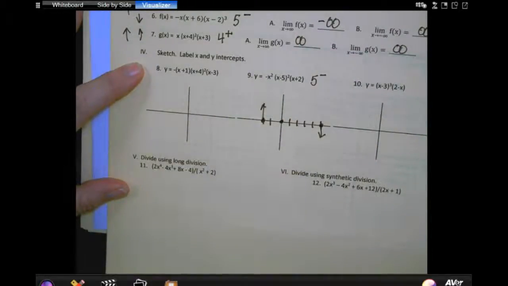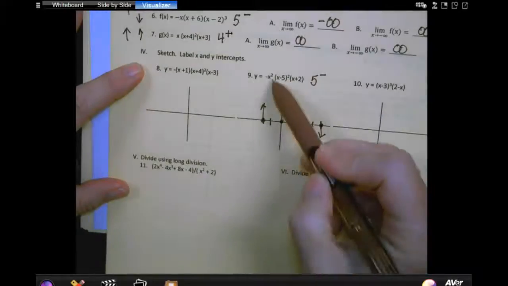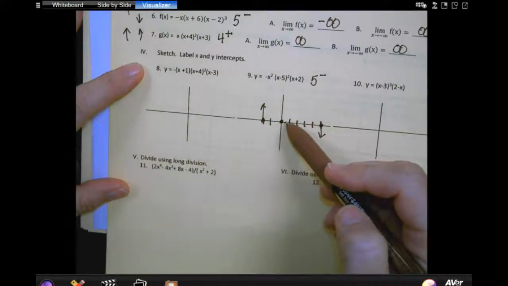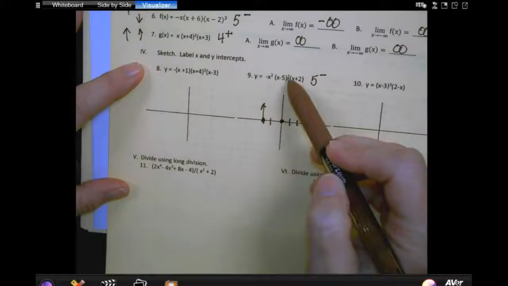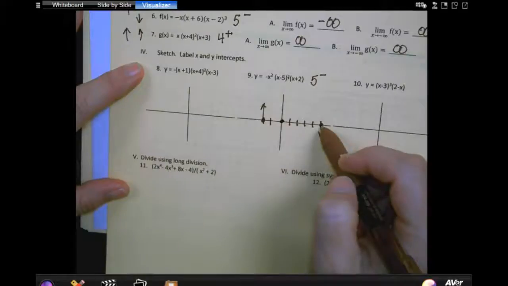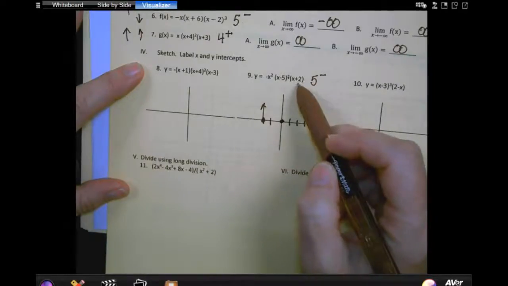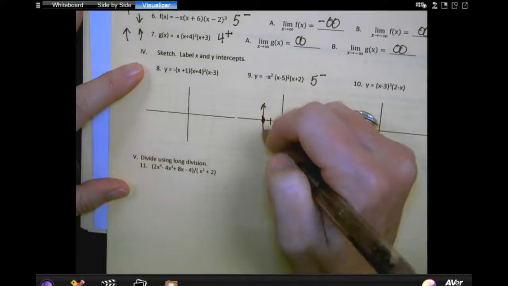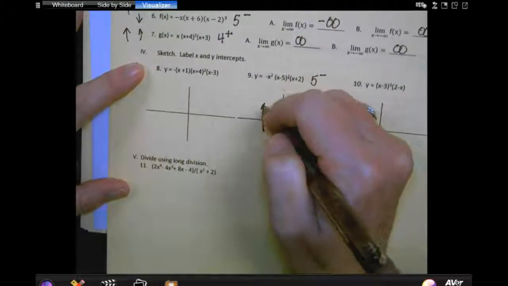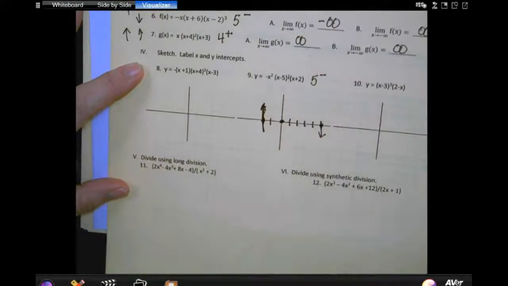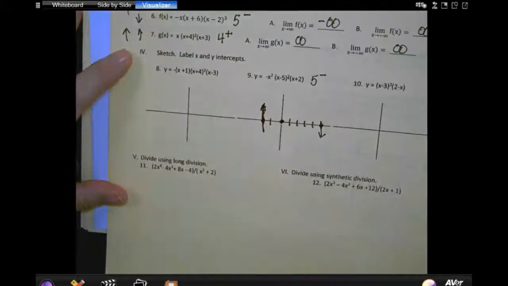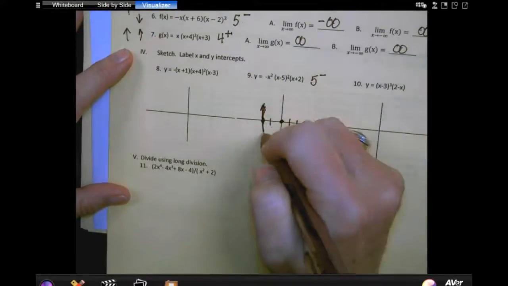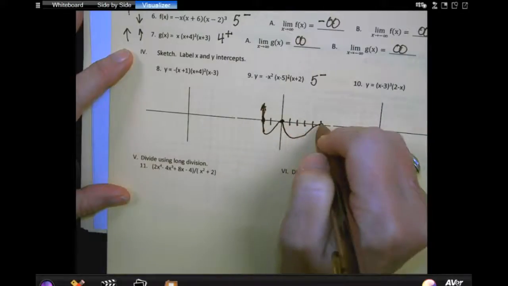Before I go on, I want to look at 0. It's a bump. So at 0, I have to have a bump. At 5, I get a bump. At negative 2, the exponent is 1, so I have to go through. So if it goes through, and this is a bump, and this is a bump, where is the rest of the graph? Is it on top or on bottom? It's on the bottom, so it's going to look like bump, bump.